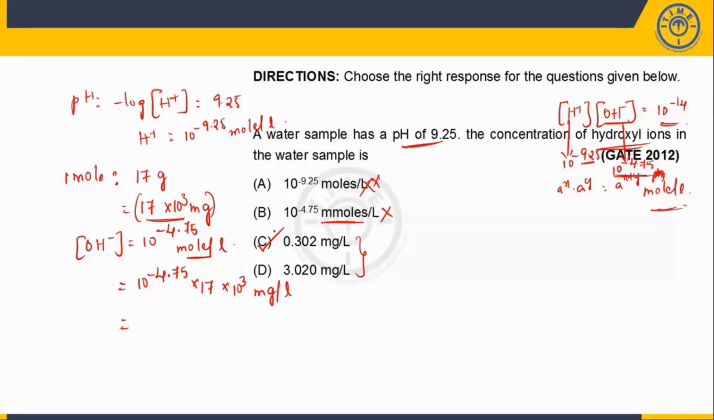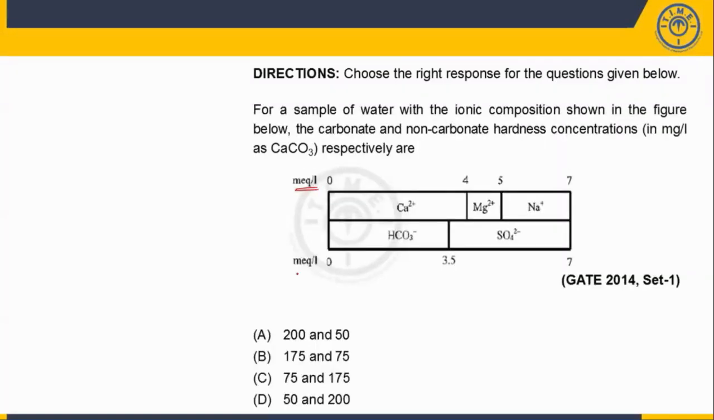Okay. Shall we move to the next question? Yes, sir. Let's do this question. Here you need to remember this EQ by L that refers to milli equivalent per liter. For a sample of water with ionic composition shown in the figure, the carbonate and non-carbonate hardness are how much?